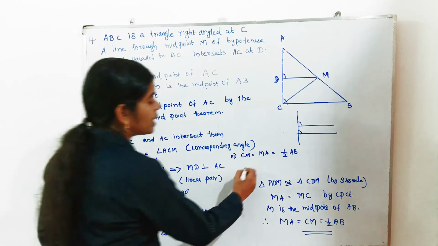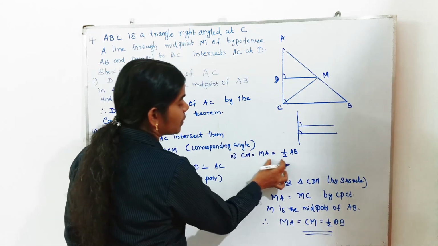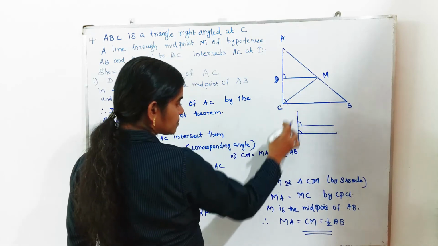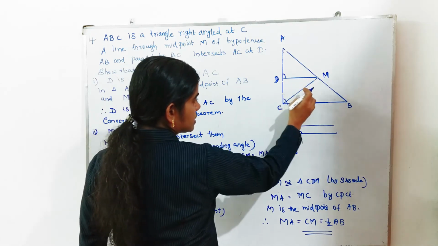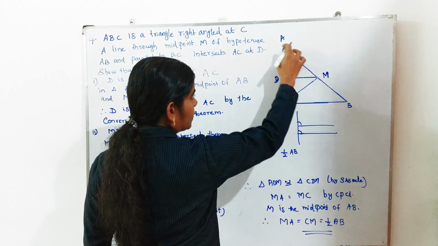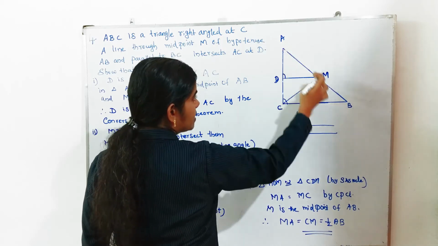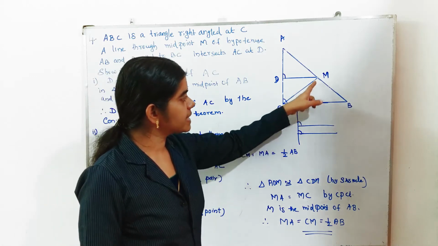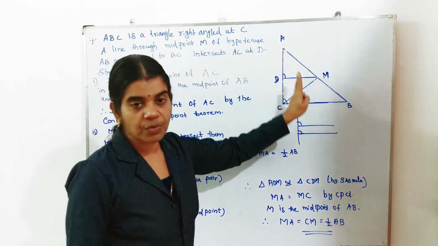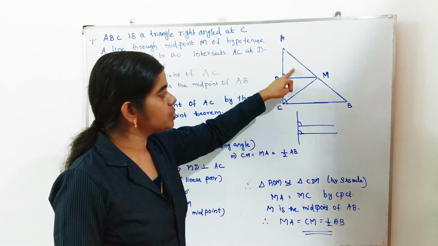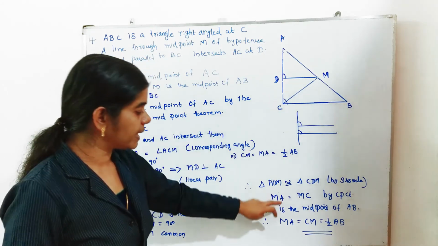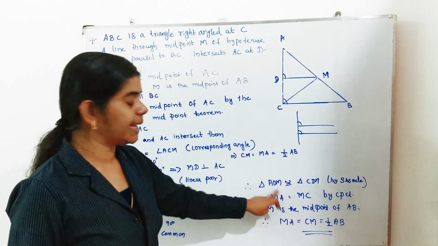Third question, you want to show that CM is equal to MA is equal to half AB. CM is equal to AM, that is equal to half AB. What do you want to prove? That CM is equal to AM. First you want to prove that. For this, we are going to prove these two triangles congruent. Then by CPCT we can show that CM is equal to AM.